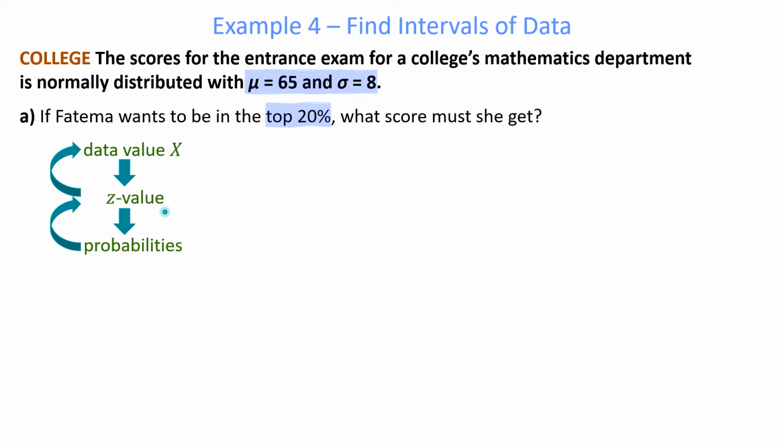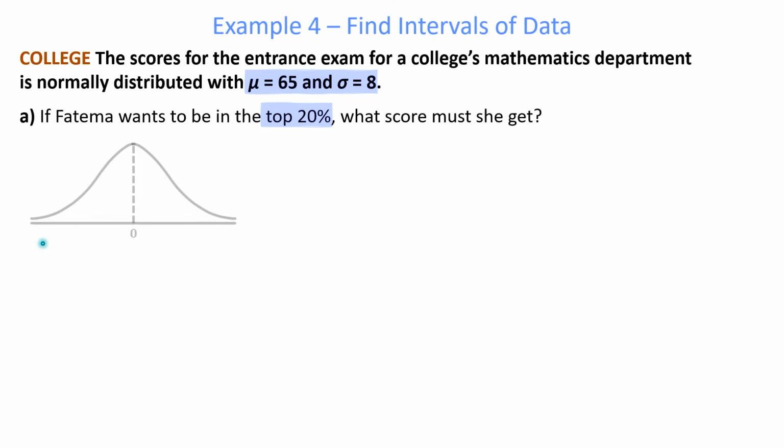Now previously we've used calculators to use this Z value and work out the probabilities. However, when we reverse this process to go from probabilities and find the Z value, we can't use the calculator, so we have to use the table of Z values for this question.